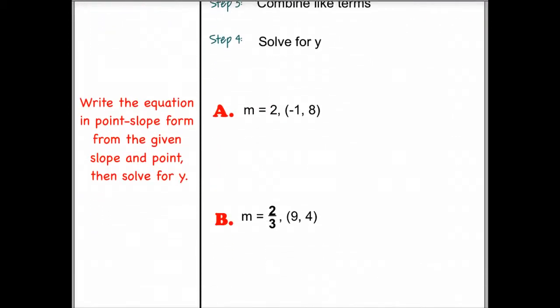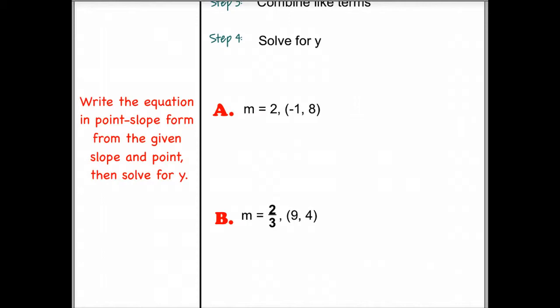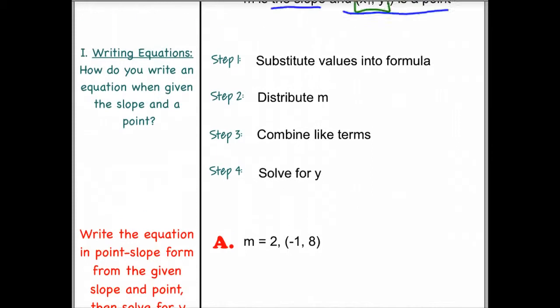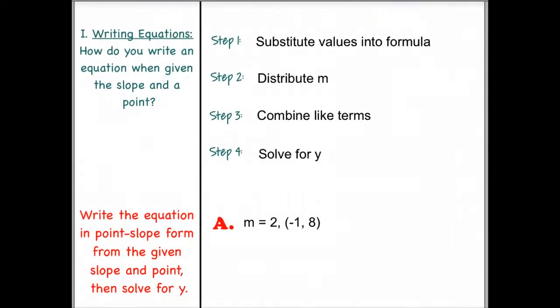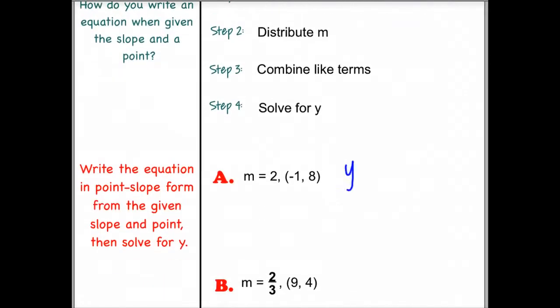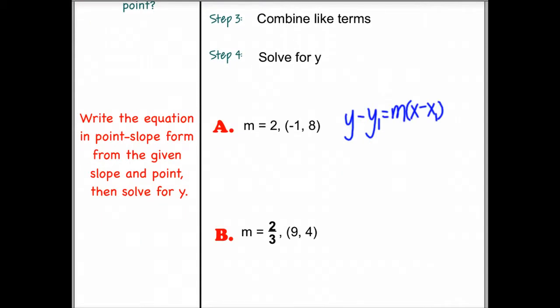Write the equation in point slope form from the given slope and the point, and then solve for y. So if we look up top, our equation is y minus y1 equals m times x minus x1. So now what we can do is plug in what we know. And what we know is our point. So I'm going to plug in, this is x1 and this is y1.